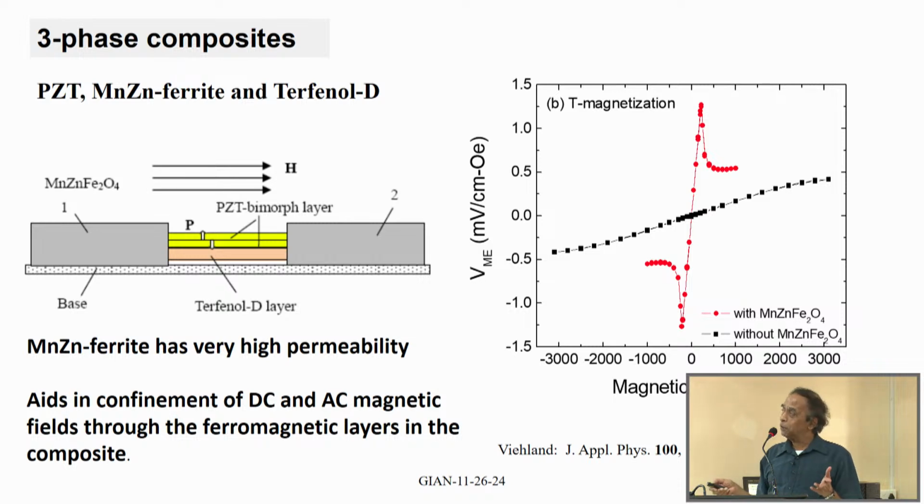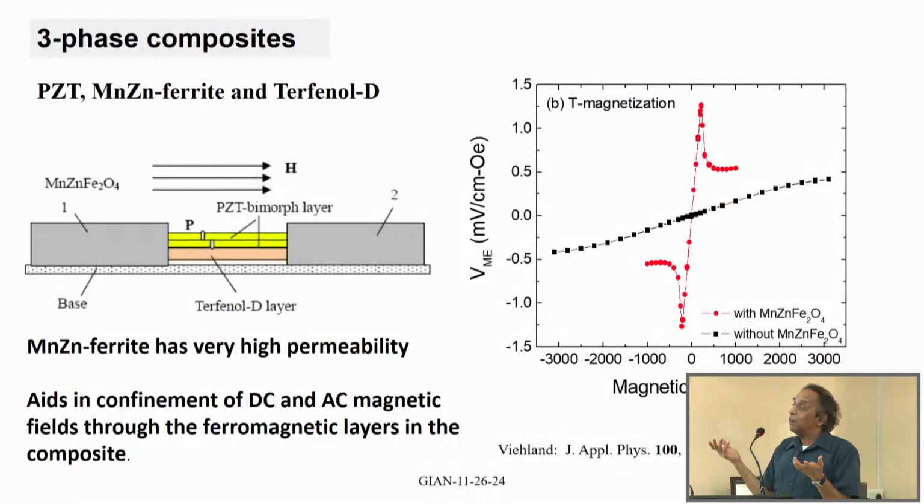So, what does it do? The manganese zinc ferrite has very high permeability. So, when you apply an AC or DC field, it confines the field to that particular volume. It directs the field along the composite, so you do not have any leakage of the magnetic field lines away from the composite. That enhances the overall magnetoelectric effect.